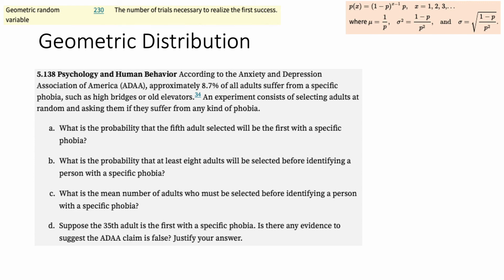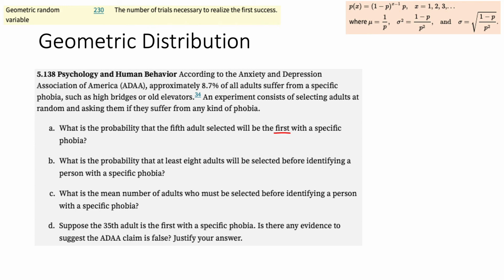5.138, according to the Anxiety and Depression Association of America, approximately 8.7% of all adults suffer from a specific phobia, such as high bridges or old elevators. An experiment consists of selecting adults at random and asking them if they suffer from any kind of phobia. So at this point, they could set this question up to ask you questions that would subscribe to a binomial distribution. But when we take a look at part A, what is the probability that the 5th adult selected will be the first with a specific phobia?